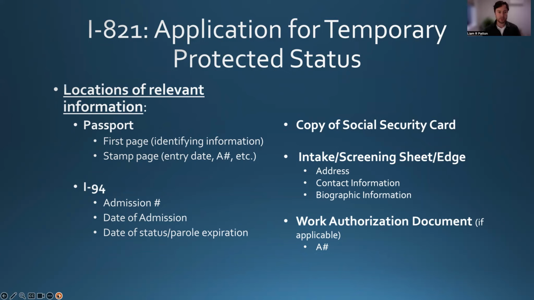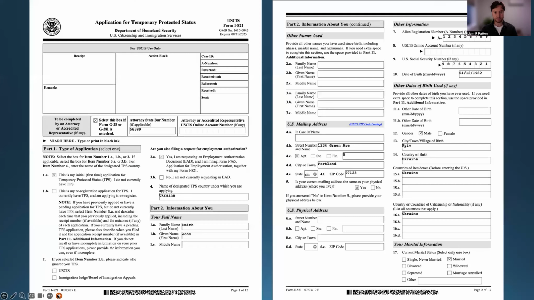This slide includes the locations of all the information you'll need to complete this form. So you'll need a passport, the I-94, a copy of the Social Security card if they have one, a copy of the work authorization document if they have one, and then some of the pages from the intake or screening forms, or it may be on Edge that you can access. So that should have everything you need.